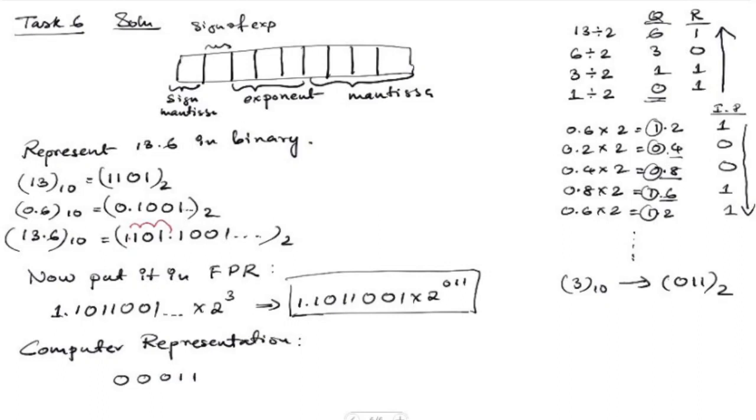And then we have the mantissa, but in the mantissa we can only fill 4 bits, so we'll take the first 4 digits after the decimal point, which is 1011. So this is how the computer will represent the number 13.6.